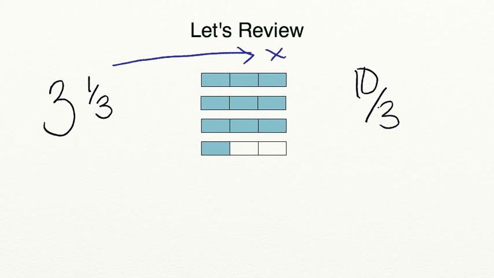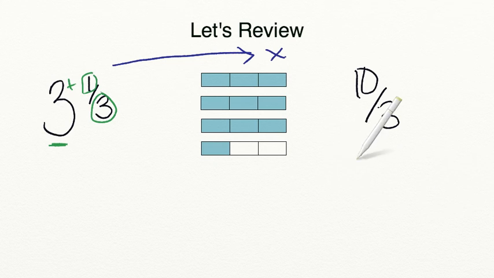Now, if we want to change our mixed number into an improper fraction, we need to multiply. So we're going to start by multiplying our denominator by the number of wholes. 3 times 3 equals 9. And then adding our numerator. 9 plus 1 equals 10. And that gets us to 10/3.